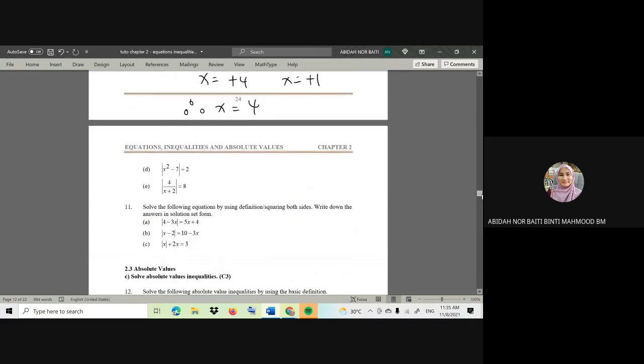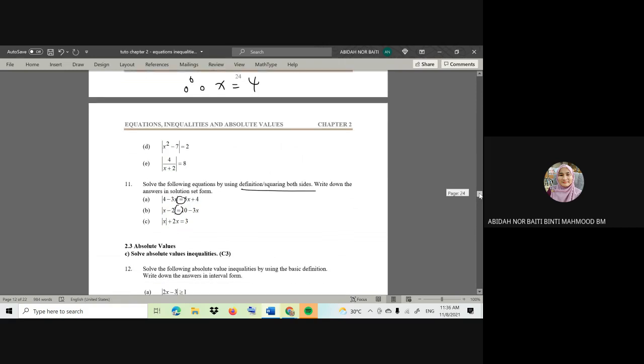Okay, number 11 pun sama lah ya. Number 11 tu kamu boleh guna definition or squaring both sides. Equation kan, kalau equation senang je lah. Equation kita boleh cross multiply ya. Tapi ni tak ada cross multiply, ni rearrange saja. Boleh ya? Number 11 tu buat sendiri ya.